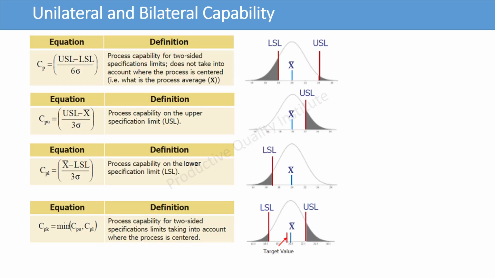For unilateral and bilateral capability, we have 4 cases. Process capability for two-sided limits either does not take into account where the process is centered, or does take into account where the process is centered. The equation is different between the 2 cases. These 2 situations are shown in the first and last equations. Also, process capability can be in the upper specification limit only, or in the lower specification limit only. These 2 situations are shown in the second and third equations.